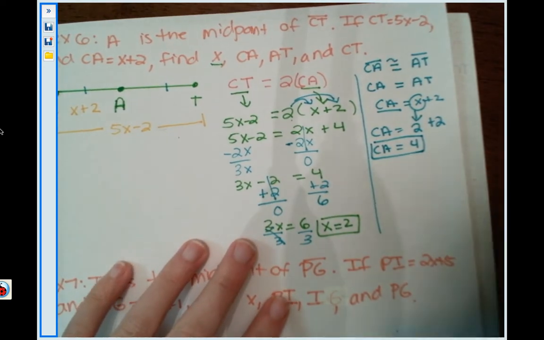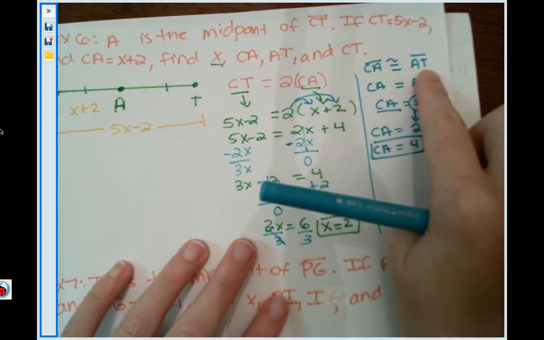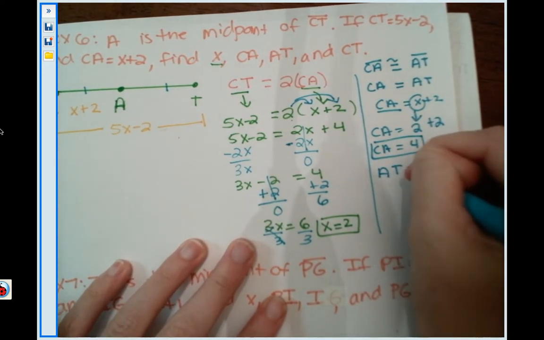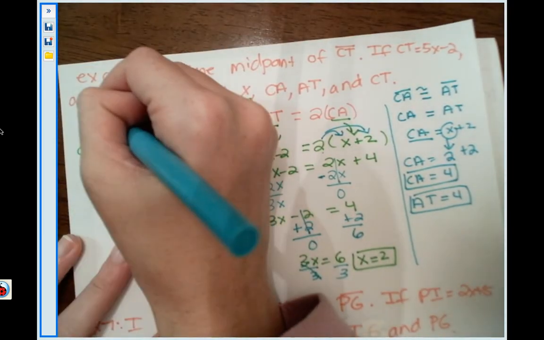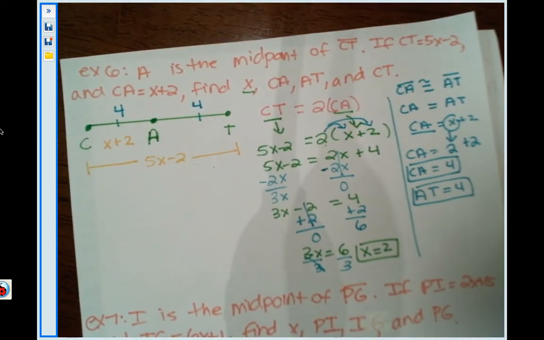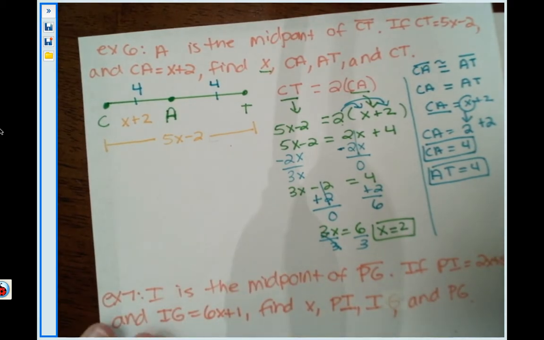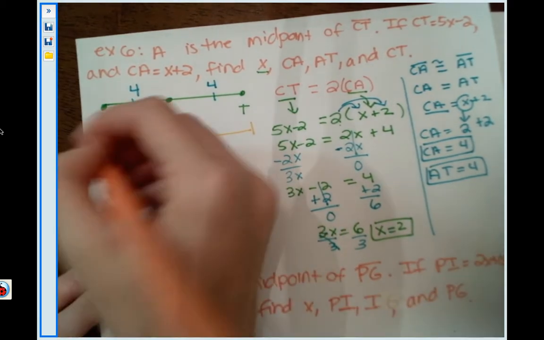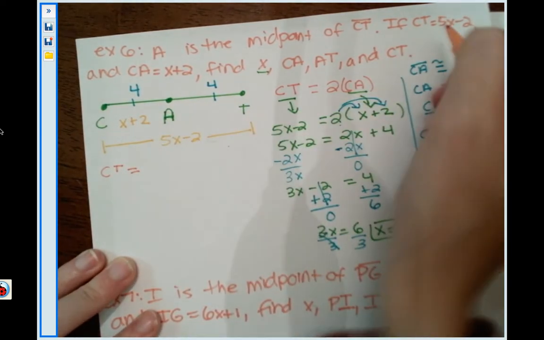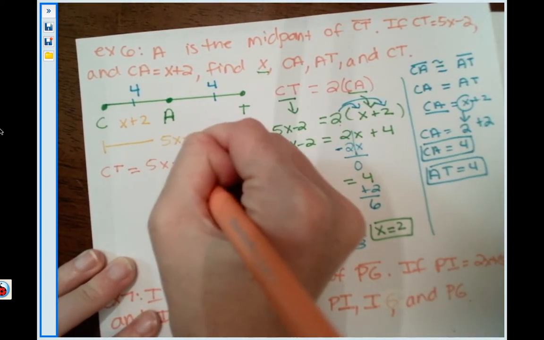Awesome. And since CA is congruent to AT, which means their lengths are equal, that also means AT equals 4. So this is 4 and this is 4. Now there are 2 ways I can solve for CT. I'm going to solve for CT over here. We know that CT equals 5x minus 2.